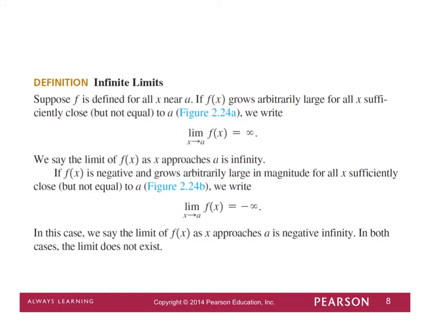Let's look at an analytical definition of this situation. Suppose we have f, and it's defined for all x near a. If f grows arbitrarily large for all x sufficiently close, but not necessarily equal to a, we write that the limit as x approaches a of f of x is equal to infinity. We can use the same reasoning to say that a function goes to negative infinity as x approaches a, and we just say that the limit of f of x as x approaches a is negative infinity. Now, before you get too worried, you may be reading this sentence at the end that says, in both cases, the limit does not exist.